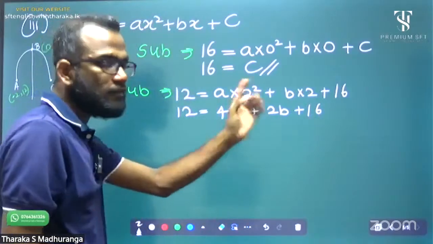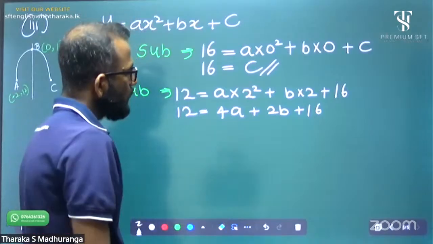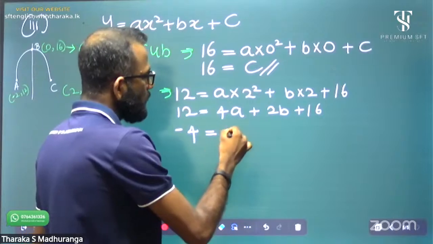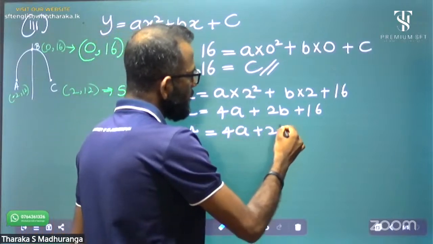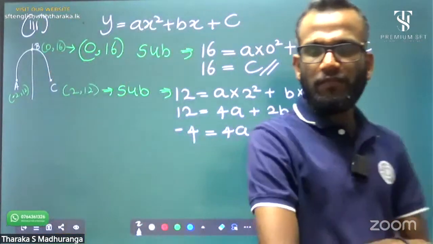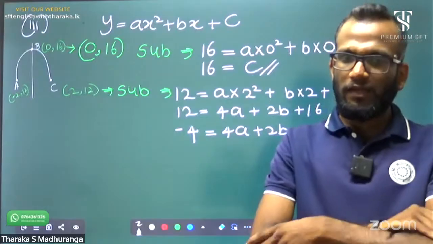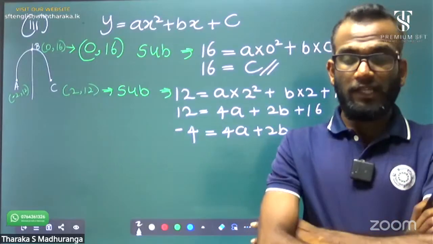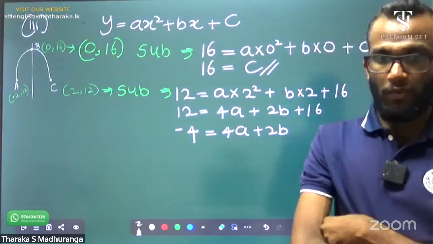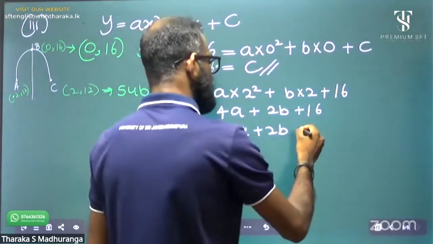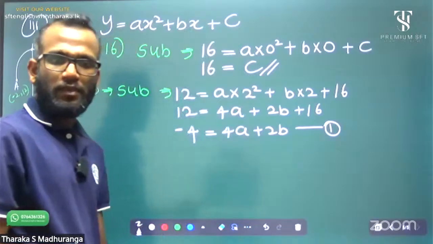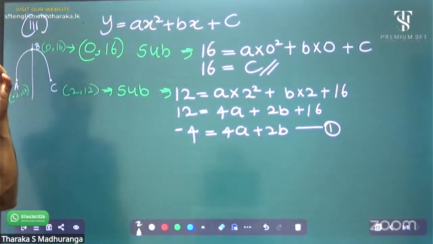Now 16 is a constant, 16 goes to the left side. Then 12 minus 16 is minus 4. Minus 4 equals 4a plus 2b. It has two unknown factors. If we have two unknown factors, can we solve this by a single equation? No. We have to get two equations for two unknown factors. Think of this as my equation number 1, right?